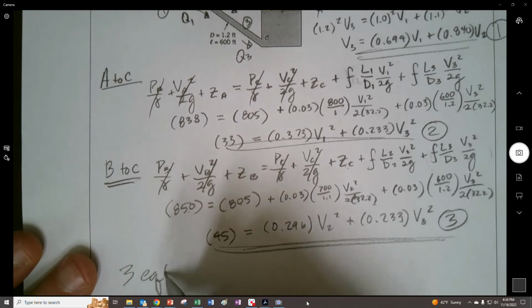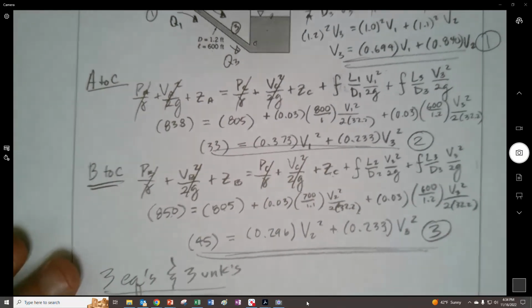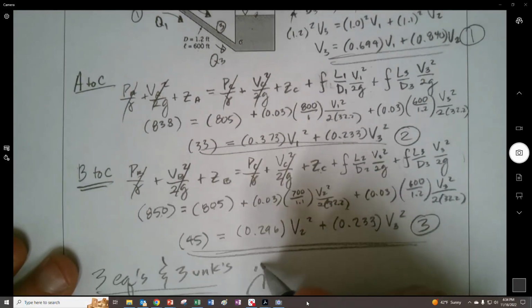So we have 3 equations and 3 unknowns. So we can solve it, right? Wrong.